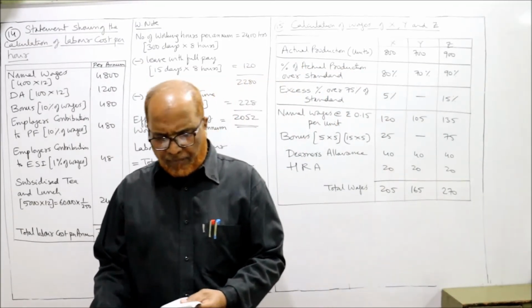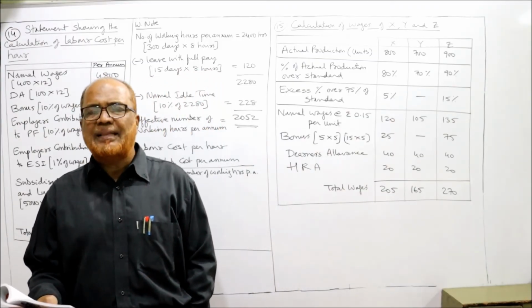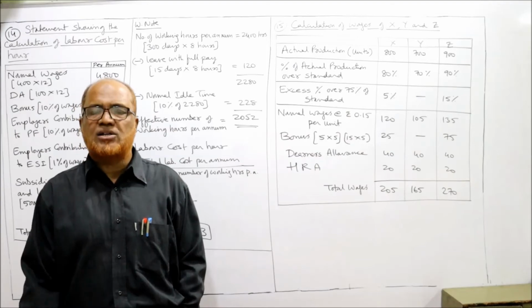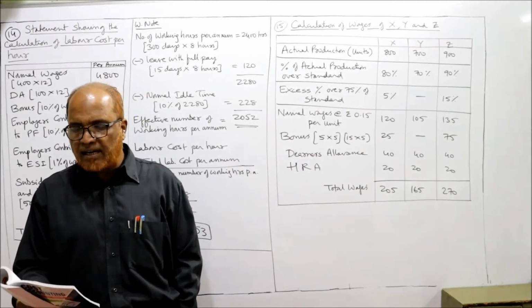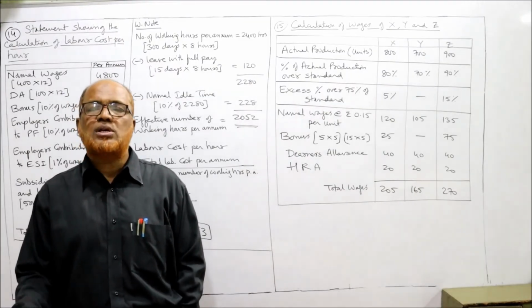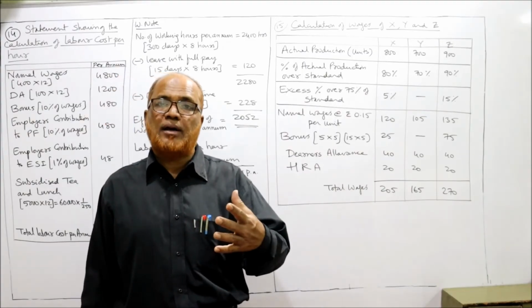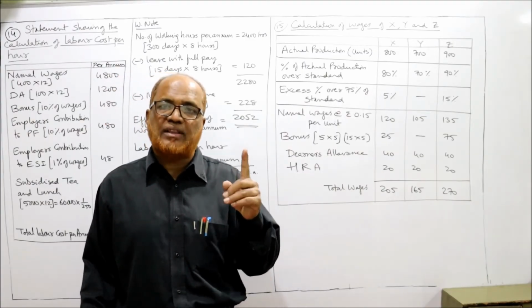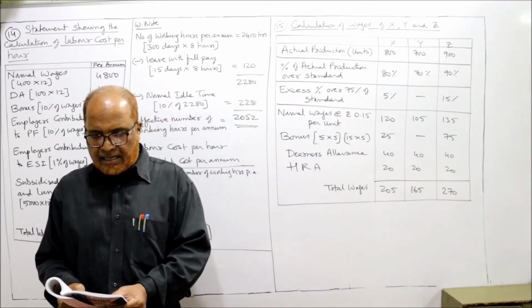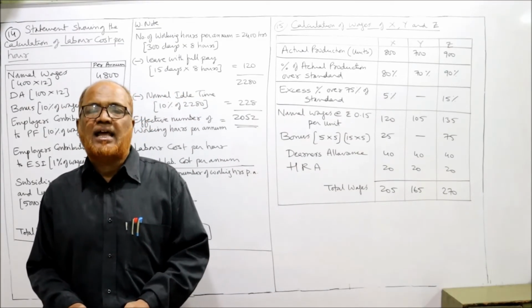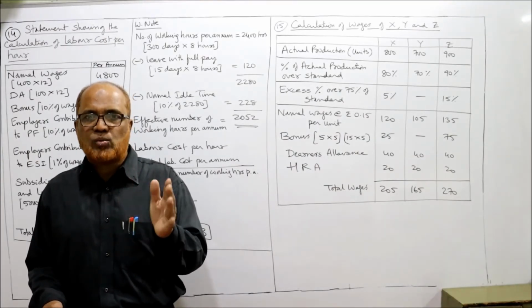Now see the problem number 15. From the following data, calculate the total monthly remuneration of 3 workers, X, Y, Z. Standard production per month per worker is 1,000 units. So standard production means the production which is required, expected by the management is 1,000 units per worker. Actual production during the month X 800 units, Y 700 units, Z 900 units. So these are the actual production made by the 3 workers X, Y, Z.